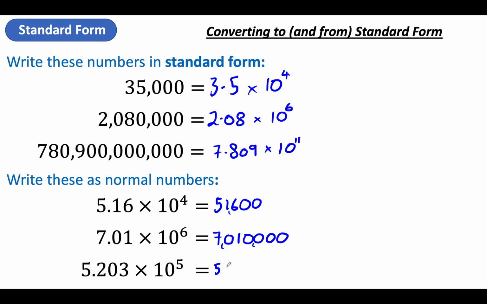And this one is 5 places bigger. So 5,203. That's 3 places bigger already. And I need 2 more places. So 2 more zeros there. 520,300. All right, well done if you got those right. Not well done if you didn't press pause and you just carried on straight through the video.